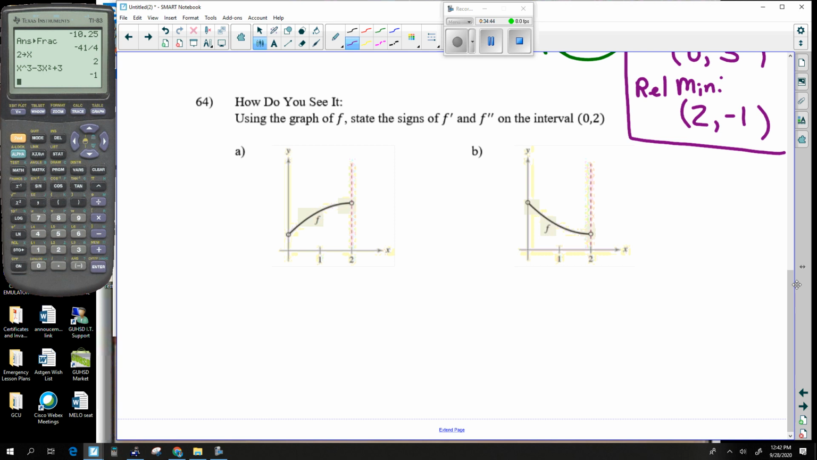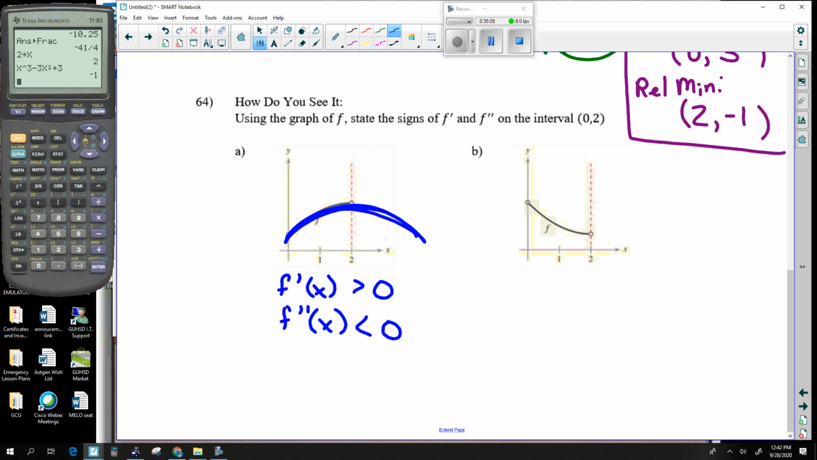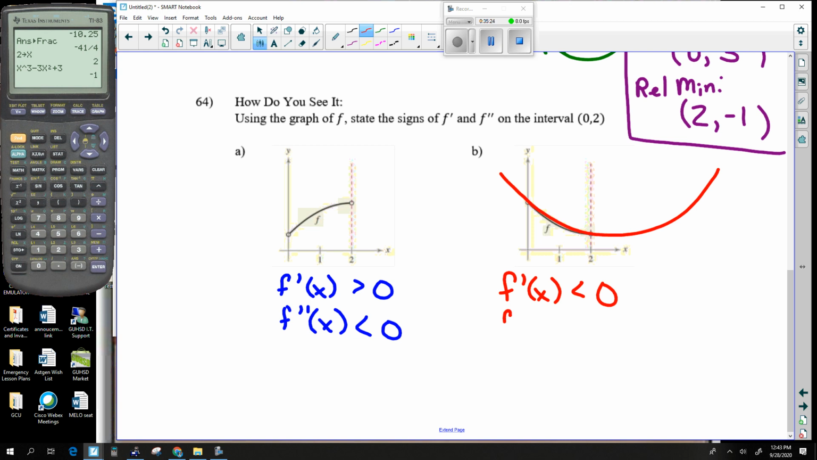All right, so what do I notice about these? We have to tell the signs. All right, so this thing is generally increasing. So that means that the first derivative is positive. And I notice that this is a concave down. So that means the second derivative is negative. Okay, here, this is generally down, so that is the first derivative is negative. Looking at the curve of it, curves like that, that implies that this is concave up, and the second derivative is going to be positive.